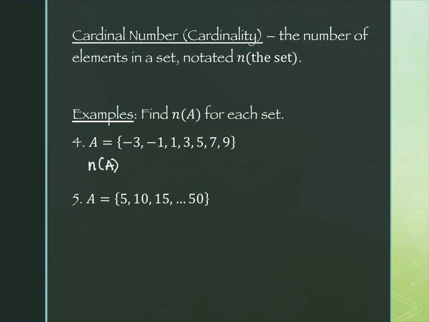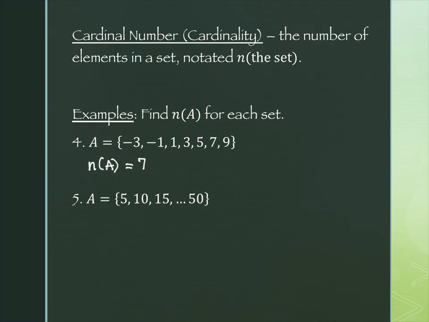All right? So when we see N of A, it's telling us to count the items that are in set A. So if you see number 4, how many items are in that set? 7. It's 7. Notice there's no curly braces. It's just 7. It is a number of things that are there.